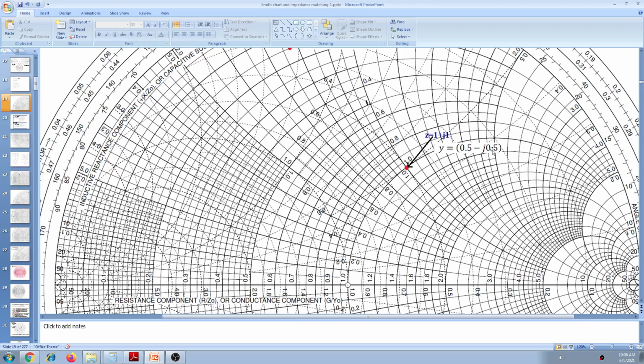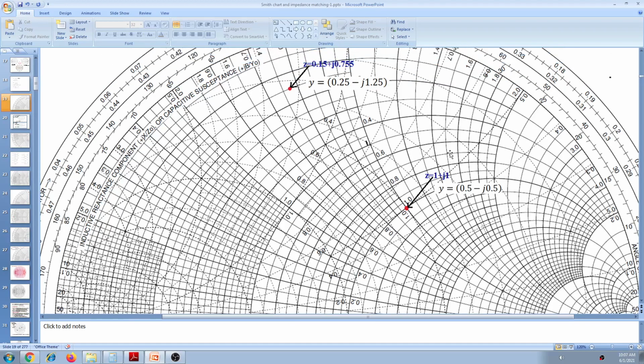See, like minus 0.5. So that is an admittance value. You can easily read that. Once we are familiar with a Smith chart, it doesn't take much time, I think, to find the values. You can easily do that, okay. So that is the way you can do it.